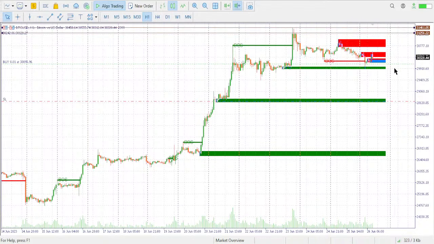So technically, this is a good place to look for a buy from, back towards this level. If the price descends below this line, expect it to continue downwards towards the next level, which is this zone. If this is broken, the next target is this one here.